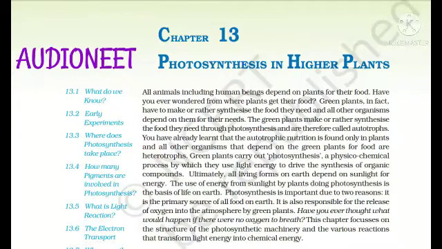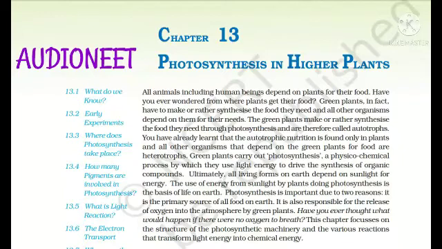Green plants carry out photosynthesis, a physico-chemical process by which they use light energy to drive the synthesis of organic compounds. Ultimately, all living forms on Earth depend on sunlight for energy. The use of energy from sunlight by plants doing photosynthesis is the basis of life on Earth. Photosynthesis is important due to two reasons. It is the primary source of all food on Earth. It is responsible for the release of oxygen into the atmosphere by green plants.